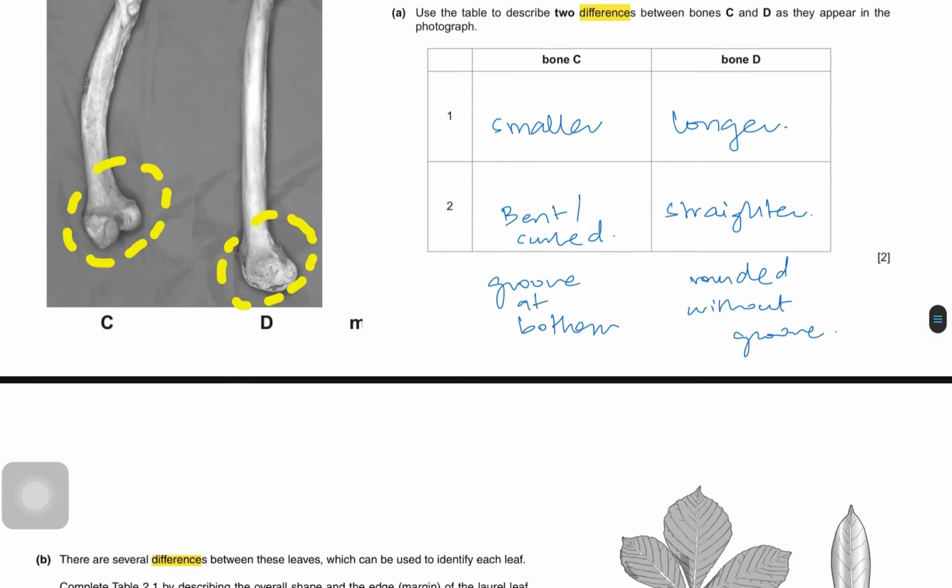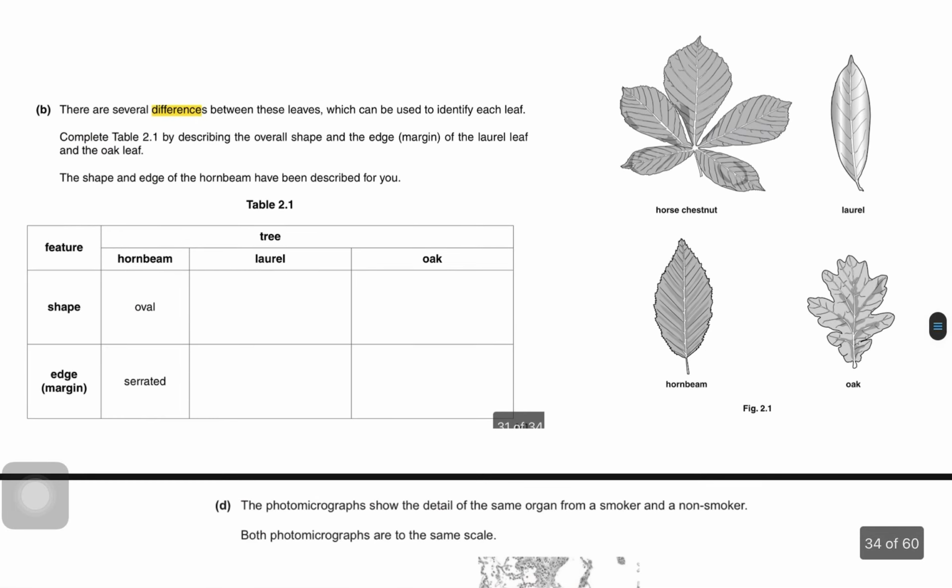This is how you can write differences. Let's see this one. Here you can also find various leaf structures and you have to find differences over here. They have already given you that shape and edge are the features, and they're concerned with laurel and oak leaves, if I'm not wrong.